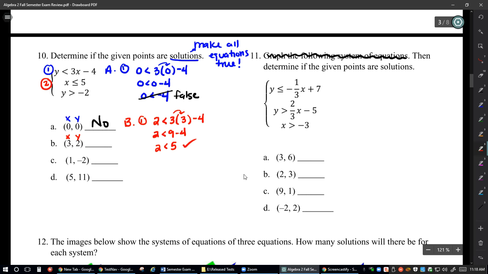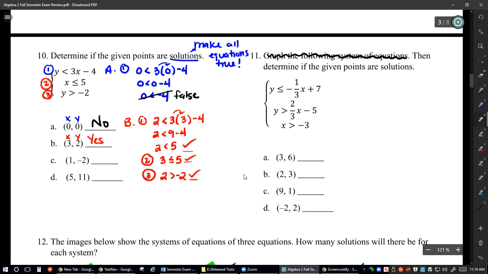We're going to check this one. And so we have x less than or equal to 5. Well, x is a 3, so is 3 less than or equal to 5? Well, there's no math involved. This is already simplified. And so yes, 3 is less than or equal to 5. So since the second one was true, we also have to check the third one. So y greater than negative 2. Well, y is a 2. Is 2 greater than negative 2? Yes. And so since this is true for all 3, we can say that yes, letter B is a solution.